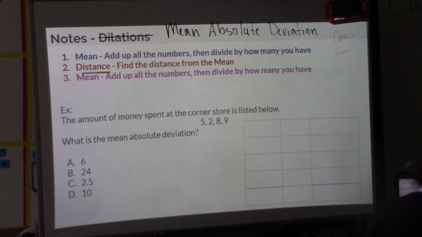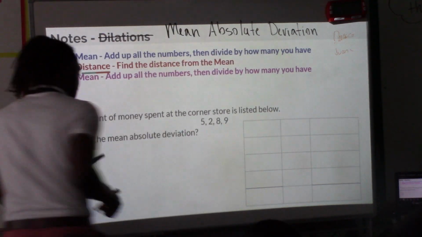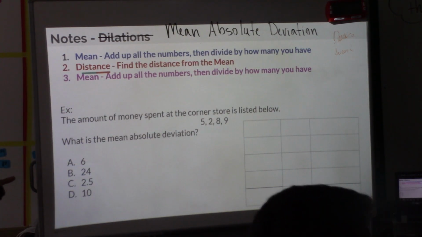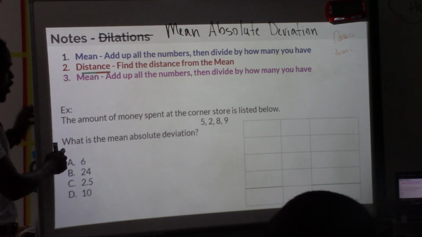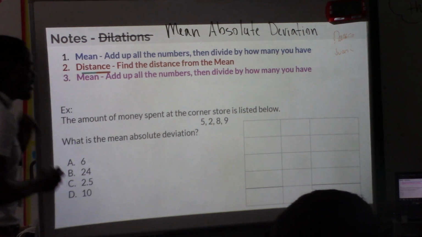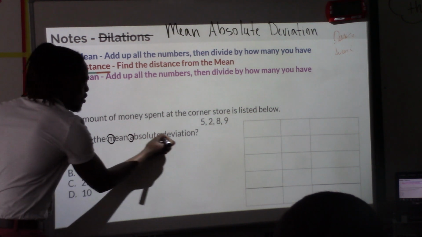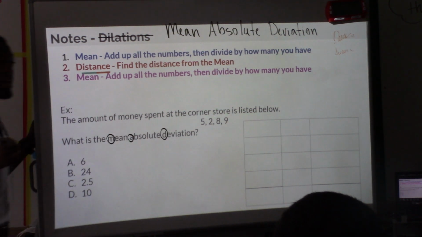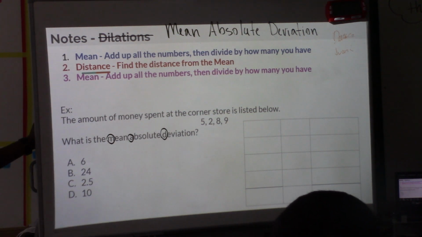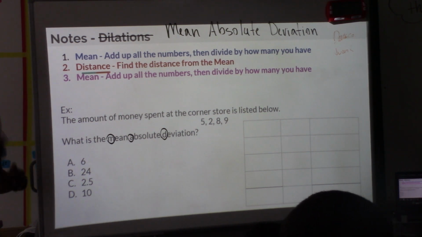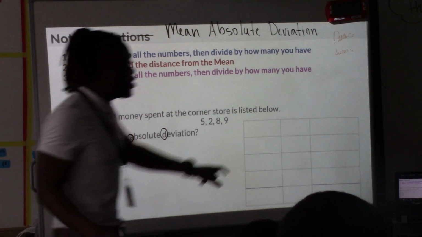So, mean absolute deviation. The first thing I want you to identify in mean absolute deviation is our question. It says, what is the mean absolute deviation? We're going to look at the first letters of each word, and it spells out what word? MAD. All right? And anytime we see mean absolute deviation or MAD, we're going to use this.